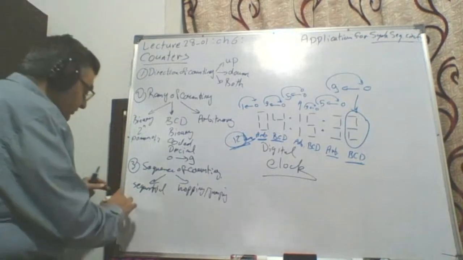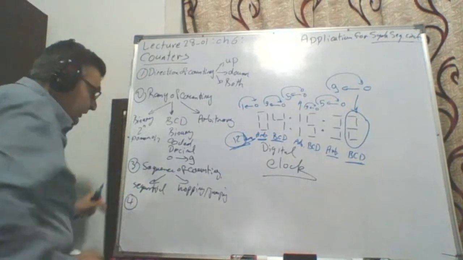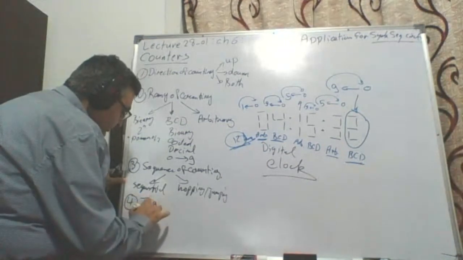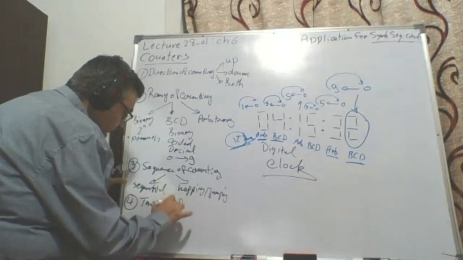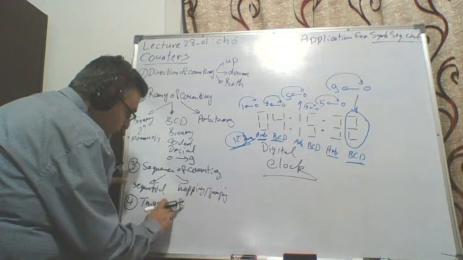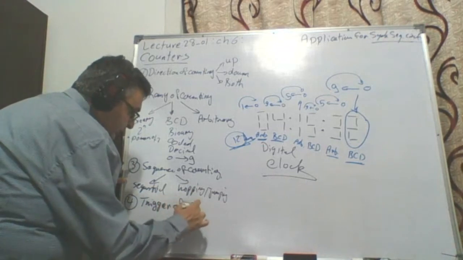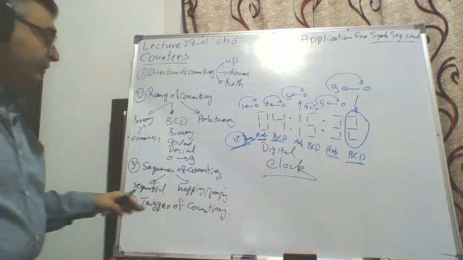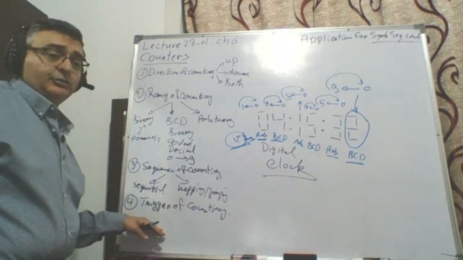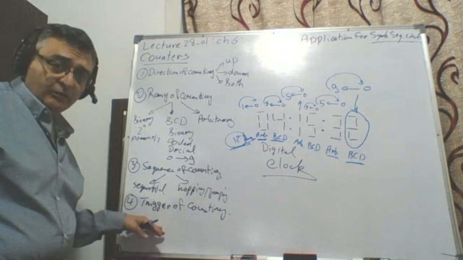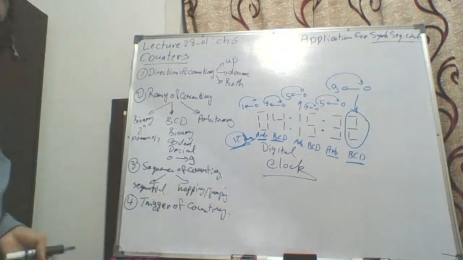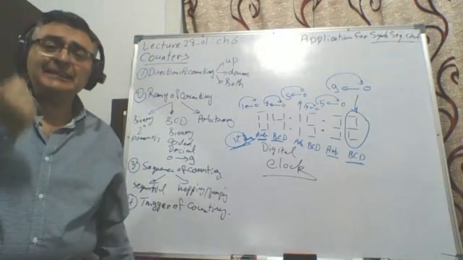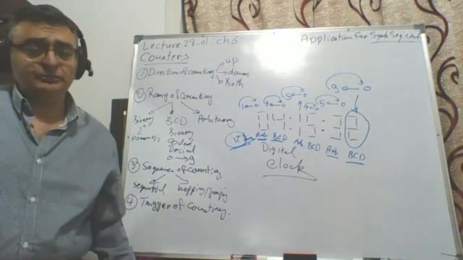The fourth characteristic for a counter is the trigger of counting. This is a very important feature about the counter. The trigger of counting. What's the trigger of counting? Trigger of counting means what is the excitation for the counter to count.